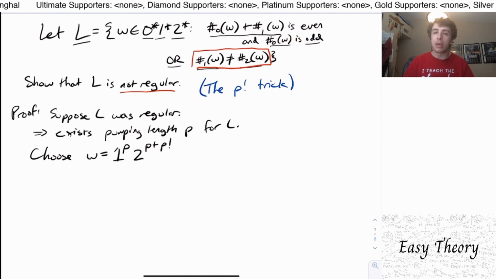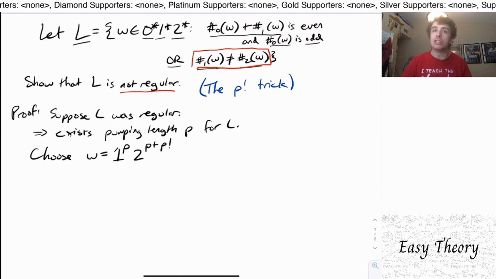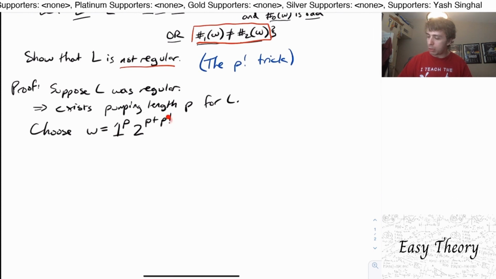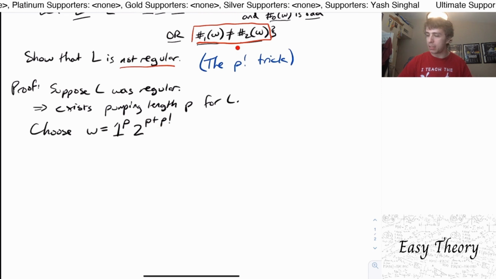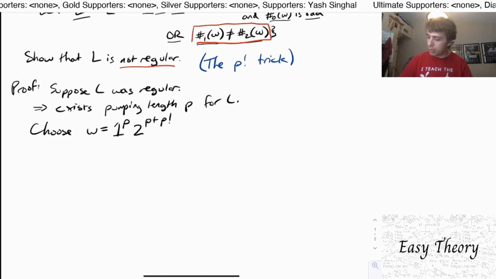I'm only showing this as a different way of proving that this language is not regular. You can use this condition and use a different string. This is just a totally different method. Okay, so what are we going to do with this string? Well, note that the number of ones is not the same as the number of twos, and so we're satisfying that, which is good.